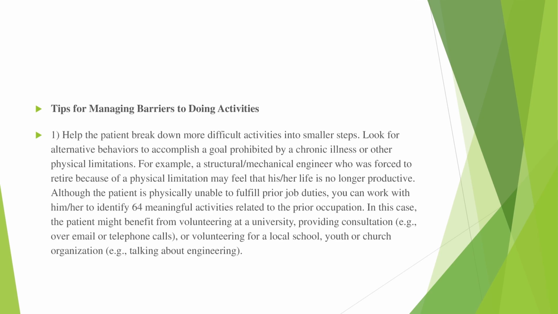Look for alternative behaviors to accomplish a goal prohibited by a chronic illness or other physical limitations. For example, a structural or mechanical engineer who was forced to retire because of physical limitation may feel that his or her life is no longer productive. Although the patient is physically unable to fulfill prior job duties, you can work with him or her to identify meaningful activities related to the prior work. In this case, the patient might benefit from volunteering at a university providing consultation or volunteering for a local school, youth, or church organization.